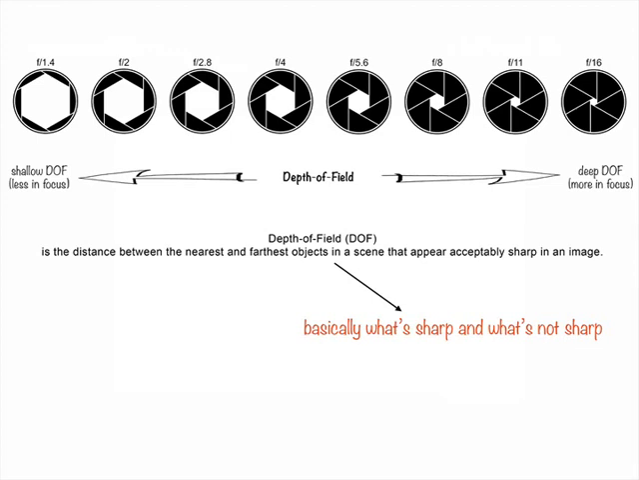Depth of field. Depth of field is basically what's sharp and what's not sharp in a photograph. A shallow depth of field means there's less in focus, and a deep depth of field means there is more in focus from the foreground to the background. Let's take a look at some examples.